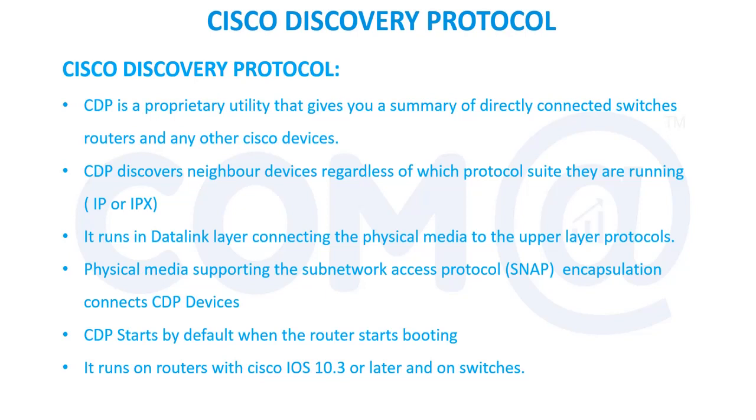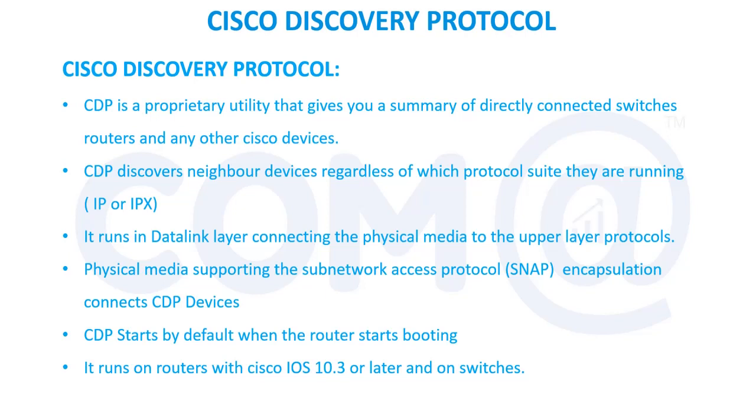It is mainly provided for discovering the devices, and this runs in the data link layer, so it is able to collect some deep details about the neighboring devices. There is a proper handshake between the Cisco devices, so that it is able to connect and provide the information about the devices. It also uses Sub-Network Access Protocol encapsulation, which connects the CDP devices. That's how we collect the details about the neighbor device.